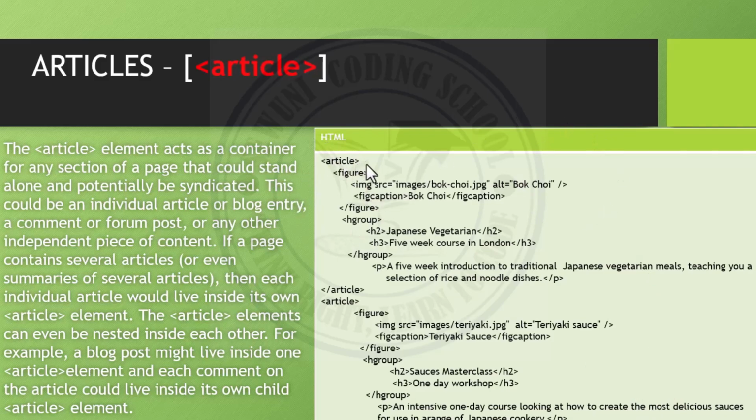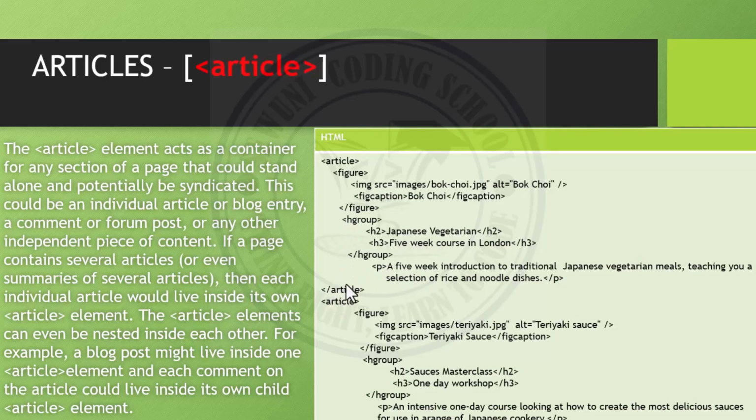So this is an article I'm posting. Now within the article there's another element called figure. This is an image, and this is the caption of the image. Now the figure ends. Then within it there is a header group, which contains H2 and H3. There's a paragraph and the article ends. So this is one article.